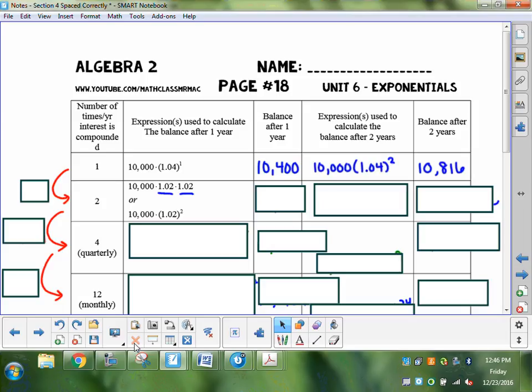I'm going to give you 2% after 6 months, and then 2 more percent after 12 months, for a total of how many percents during the year? 4. 2 plus 2 gives you 4. So, how many times is this bank going to be giving me interest? Twice. And what is the interest rate going to be? 2% twice to get me 4%. So I go through and type in 10,000 times 1.02.